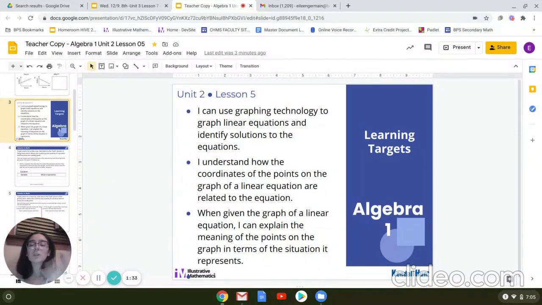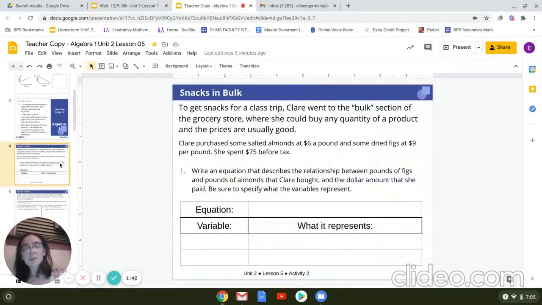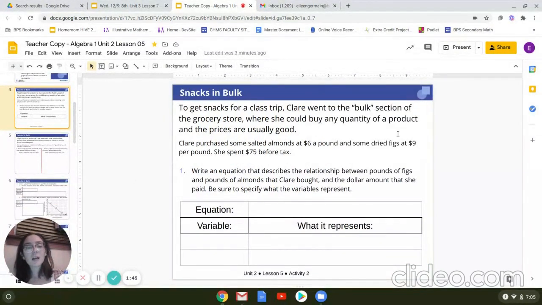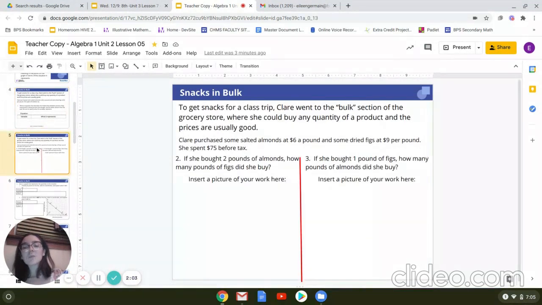This lesson is actually pretty cool because it built upon each other and got more complicated as we went through. We were talking about snacks, buying them in bulk. We created an equation in standard form of 6a plus 9f is equal to 75. We talked about what the variables represented, and then we solved for different values in this equation. So we found out how many pounds of figs you would buy if you bought 2 pounds of almonds, and how many figs you would buy if you bought 1 pound of almonds.